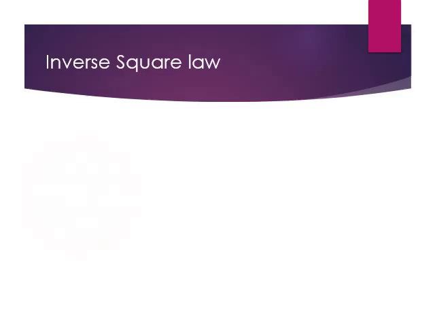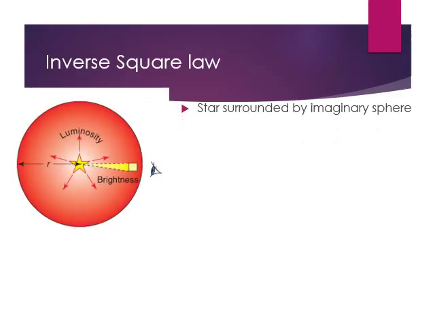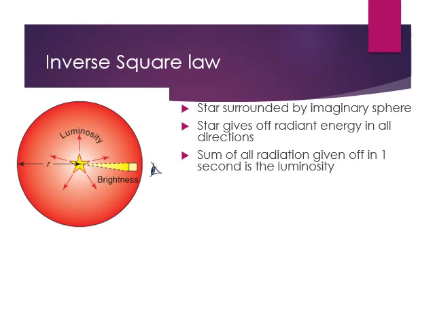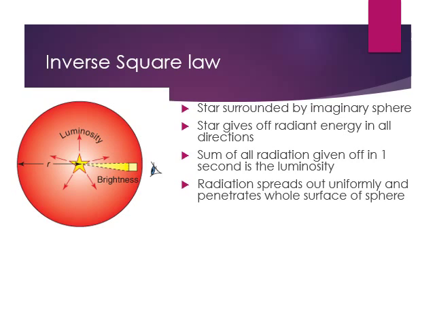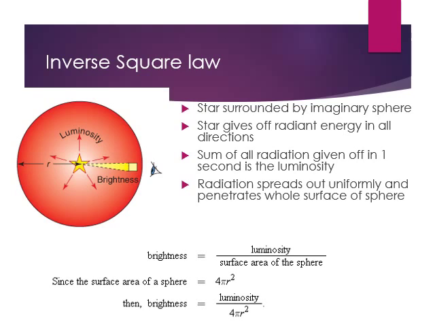Let's revisit the inverse square law. Let's imagine our star is surrounded by a sphere and we're looking at the centre of that star. The star gives off radiant energy in all directions, and the sum of all radiation given off in 1 second is the luminosity. The radiation spreads out uniformly and penetrates the whole surface of the sphere. The brightness will be the luminosity divided by the surface area of the sphere, and since the surface area of a sphere is 4 pi r squared, then brightness equals luminosity divided by 4 pi r squared.